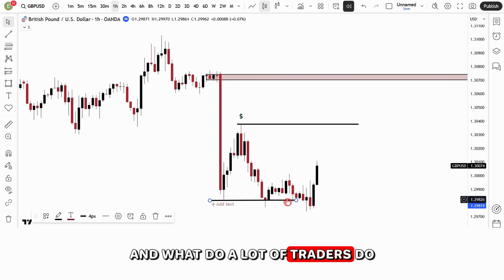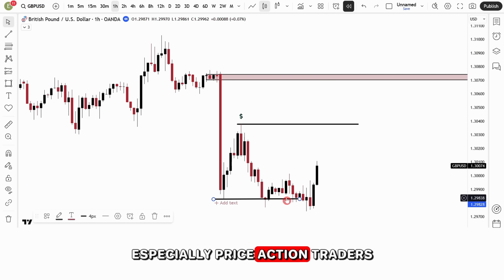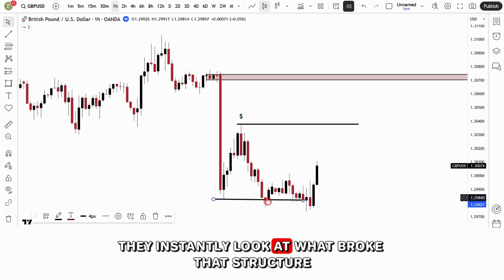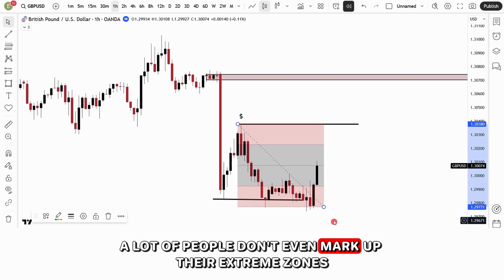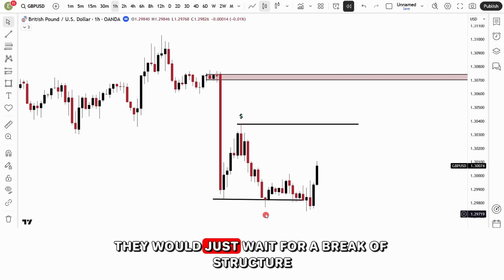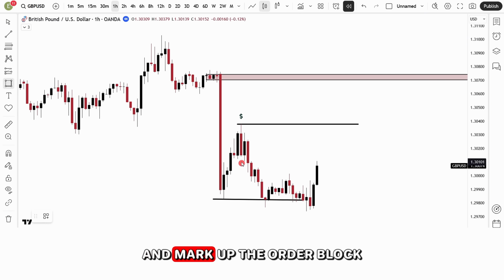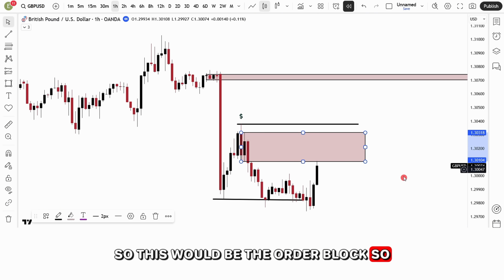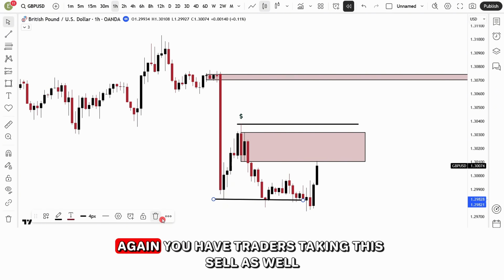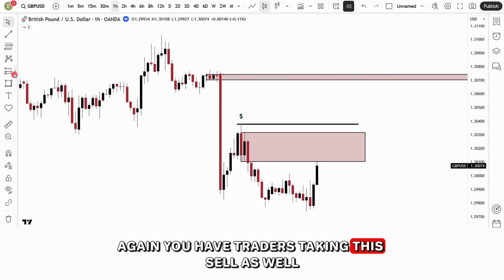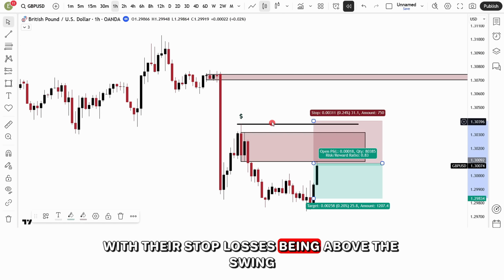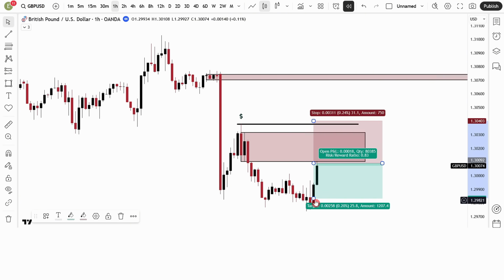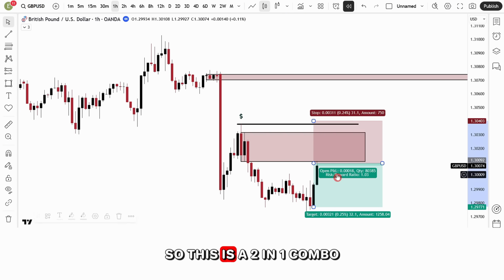And what do a lot of traders do? Especially price action traders, when they see a break of structure, they instantly look at what broke that structure and mark up their extreme zones like this. A lot of people who don't even mark up their extreme zones would just wait for a break of structure and mark up the order block. So this would be the order block. Again, you have traders taking this sell as well, with their stop losses being above the swing. So this is a 2-in-1 combo.